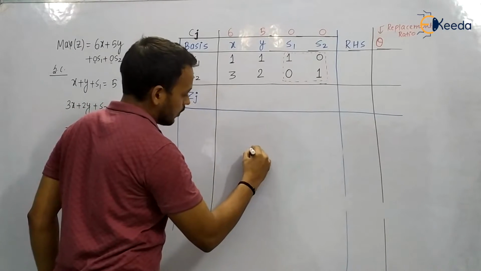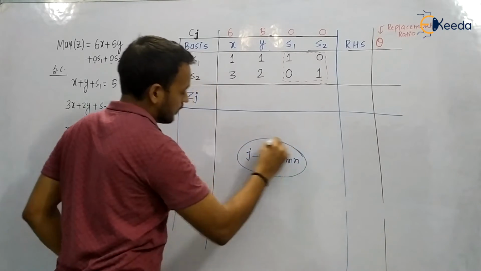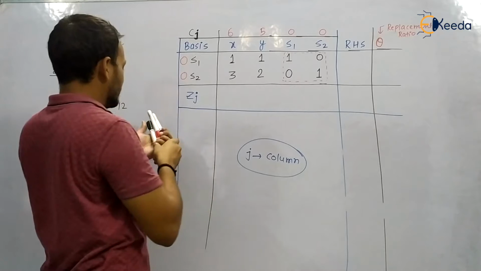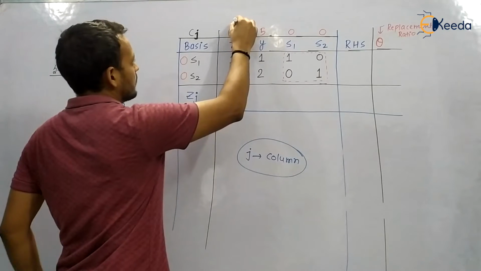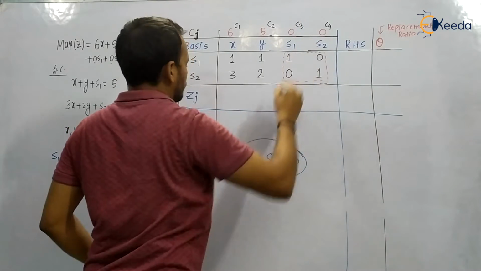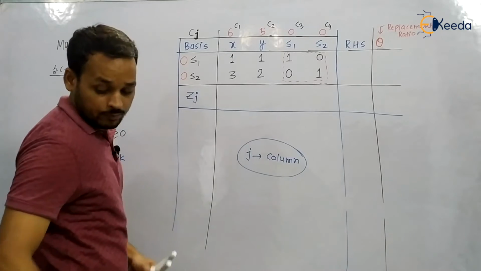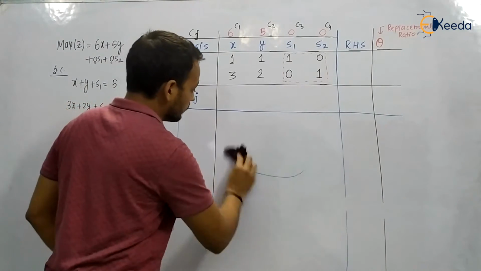Here j means column. So cj means c column. So this is c1, this is c2, this is c3, and this is c4. j means column. And how are we going to calculate the zj value?